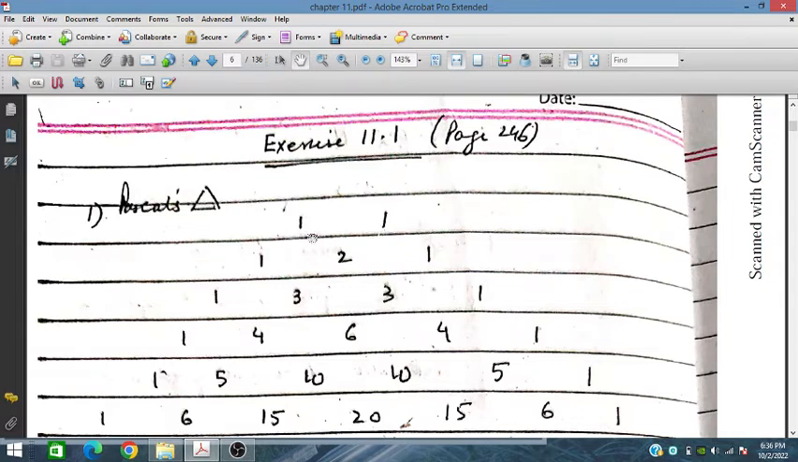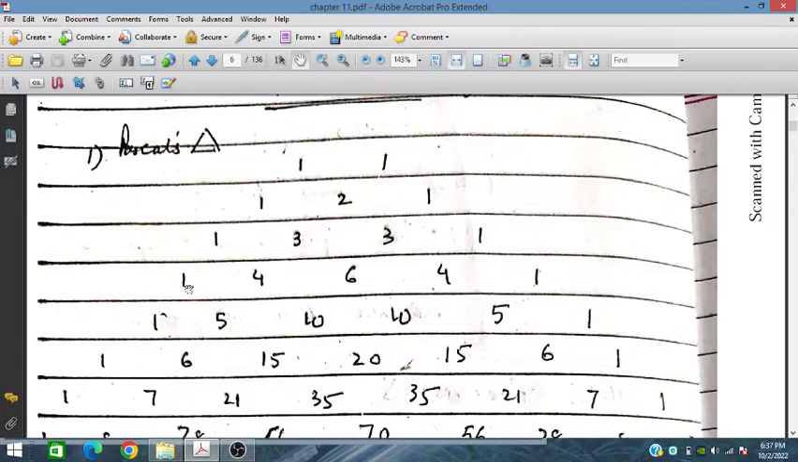For the Pascal triangle we have 1 1, 1 2 1. This 1 and 1 gets 2. This 1 plus 2 gets 3 here. So the same 1 is expanding on both sides, and in the middle 1 plus 1 is 2, 1 plus 2 is 3, 2 plus 1 is 3, 1 plus 3 is 4, 3 plus 3 is 6, 3 plus 1 is 4, and 1 again. In the next row we have 1 plus 4 is 5, 4 plus 6 is 10, 6 plus 4 is 10, 4 plus 1 is 5, and again on the other side we have 1 1.